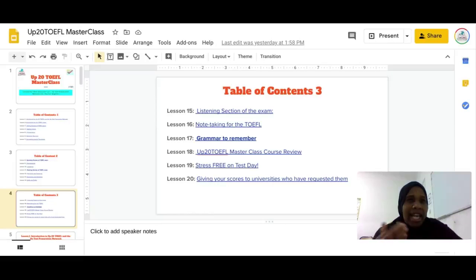So if you think about it, in a university setting, you're listening to your teacher speak and then you're taking notes. This is normal on the university level, and it is integrated as a part of this TOEFL exam. During the listening section of your exam, you're going to listen and then you're going to take notes. Those notes are going to help you answer the questions.